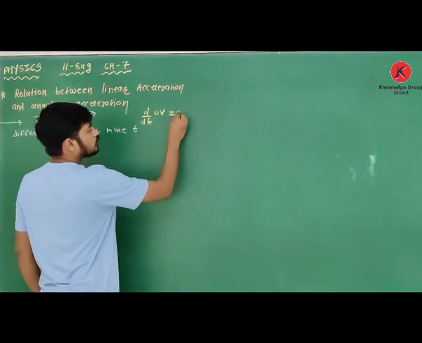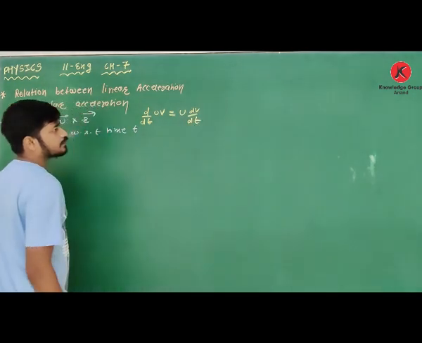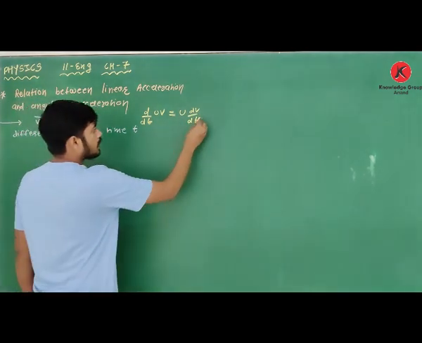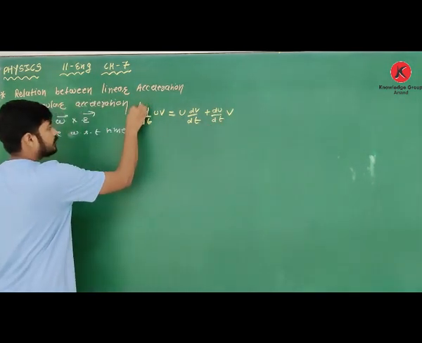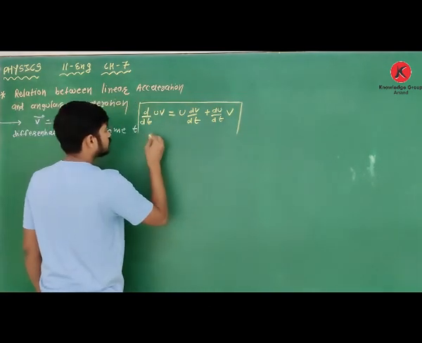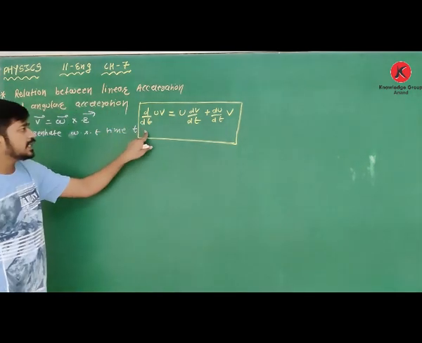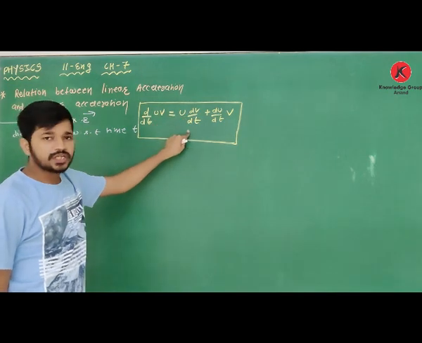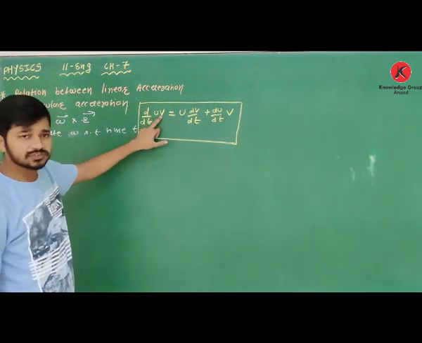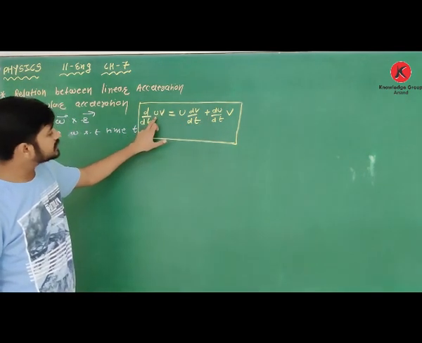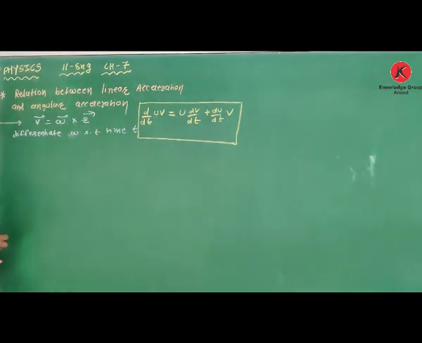d upon dt of uv is equal to u, the first term as it is, dv upon dt, differentiation of the second term, plus differentiation of the first term, that is du upon dt, the second term as it is. So yes, it is one chain rule that you have to remember. d upon dt of uv is equal to u dv upon dt plus du upon dt v. First term as it is, differentiation of second, plus differentiation of first, second term as it is. Clear?